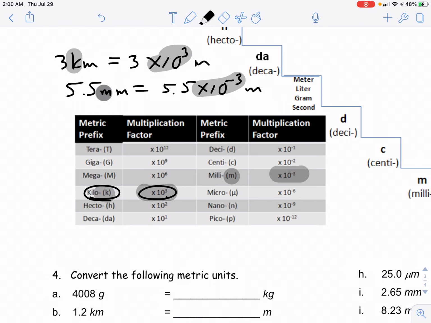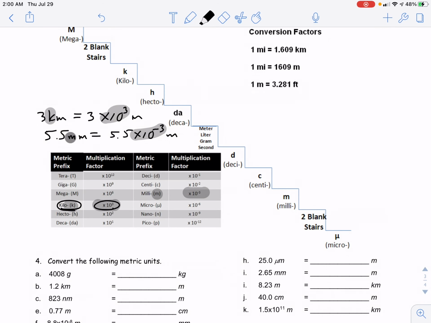So there are two ways to make these changes. One is to use the table of multiplication factors. Two is what I call taking the stairs. Taking the stairs refers to going up or down the stairs and moving the decimal place accordingly. Let's take a look and practice this.